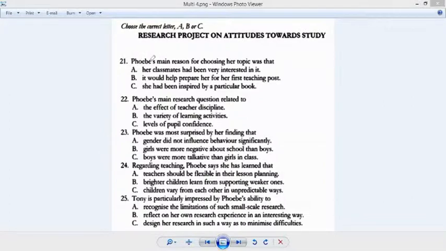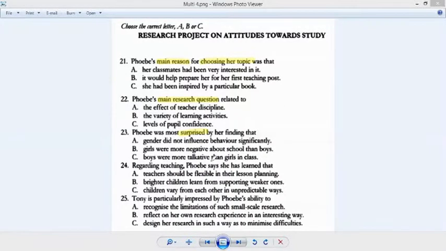Okay, the student's name is Phoebe. So Phoebe, let's look for 21. We're looking, first of all, for key words that will help us to follow along with the listening. Okay, so first we've got main reason for choosing her topic. Then main research question. Surprised for number 23.